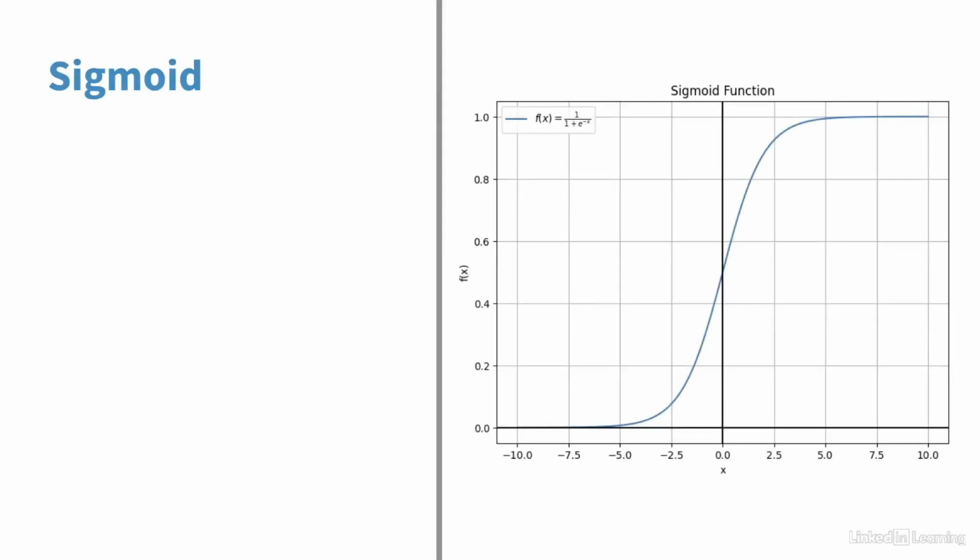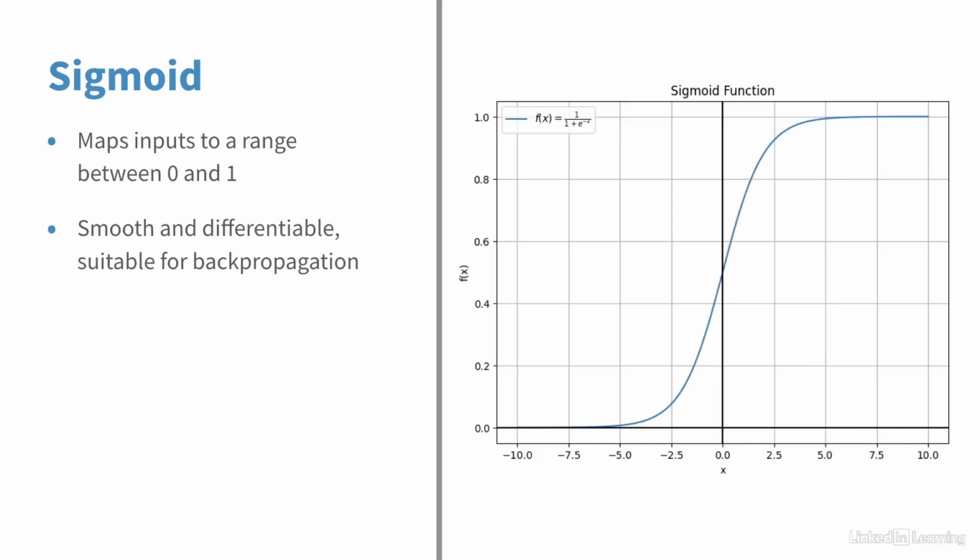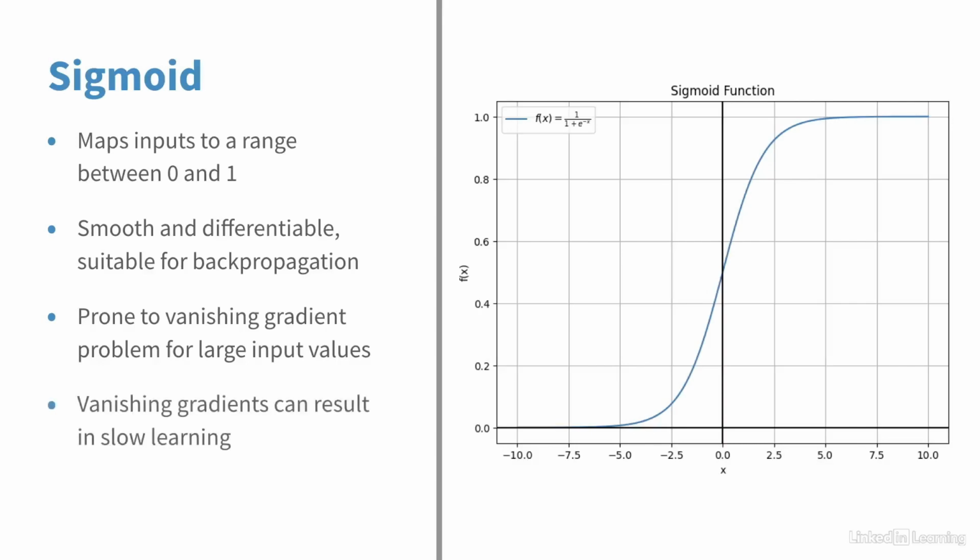Next, we have the sigmoid function. So the sigmoid function maps input values to a range between 0 and 1, which could be useful for representing probabilities or generating binary outputs. And as you can see here on the graph, the formula is 1 over 1 plus e to the negative x. This function is smooth and differentiable, which makes it suitable for backpropagation. But the sigmoid can suffer from the vanishing gradient problem, where gradients become very small for large positive or negative input values, leading to slow learning.